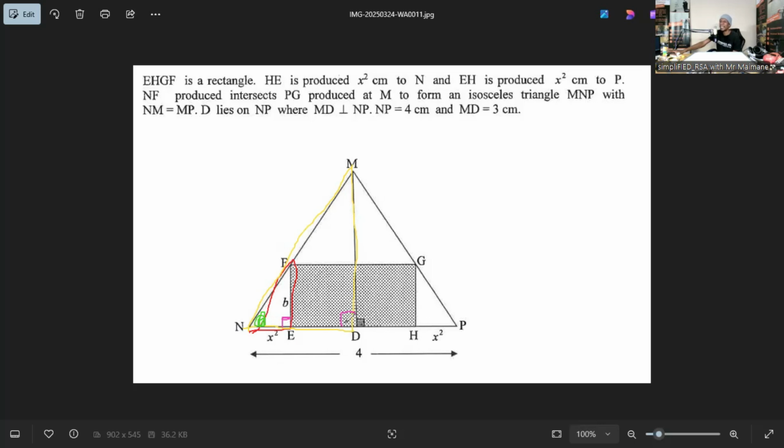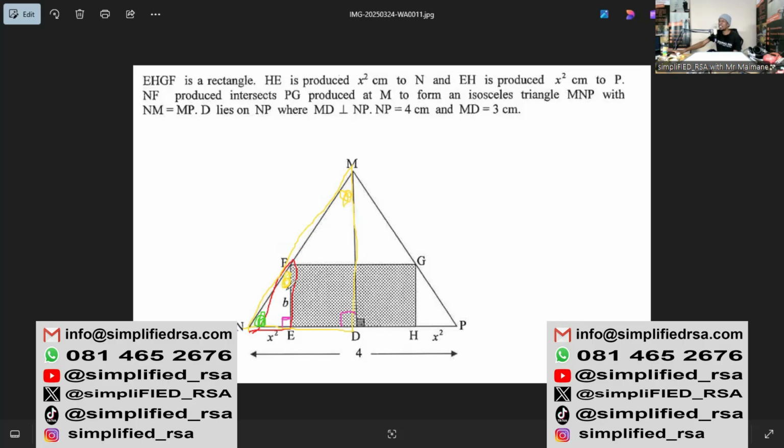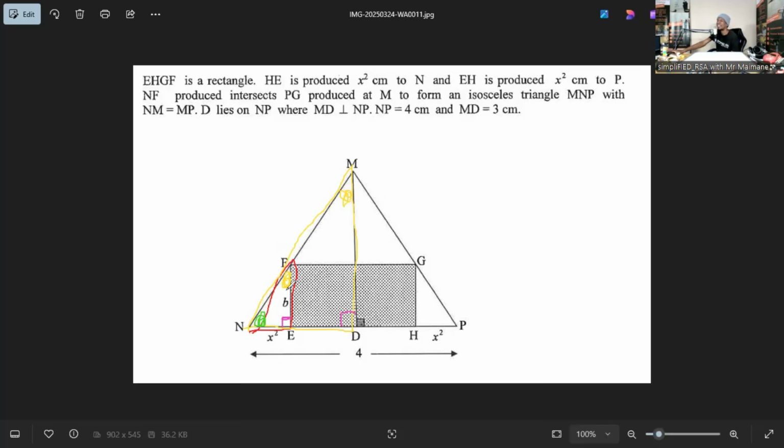If two angles are equal, by definition the third angle will also be equal, meaning angle NMD is equal to angle NFE. So triangle NEF is similar to triangle NDM. Because of that, we can use similarities to get the expression of B.